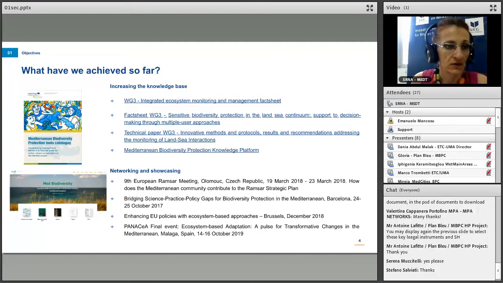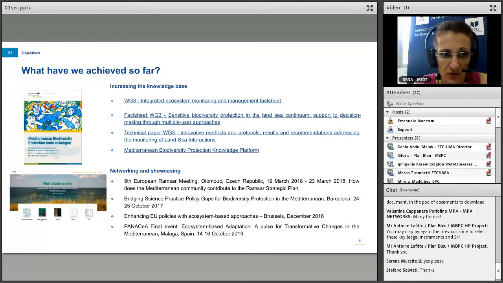The work of the previous project, Panacea, also resulted in a technical paper for this working group, and its title was Innovative Methods and Protocols, Results and Recommendations Addressing the Monitoring of the Land-Sea Interaction. And last, but not least, another valuable tool, which Dani also mentioned, is the open source Mediterranean Biodiversity Protection Knowledge Platform, which has a lot of potential for further research and for management and decision making, as a background or framework for developing further actions in the Mediterranean.